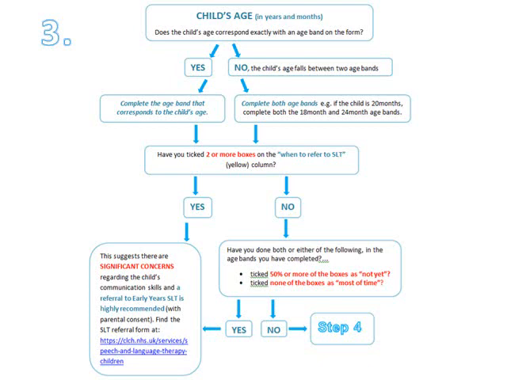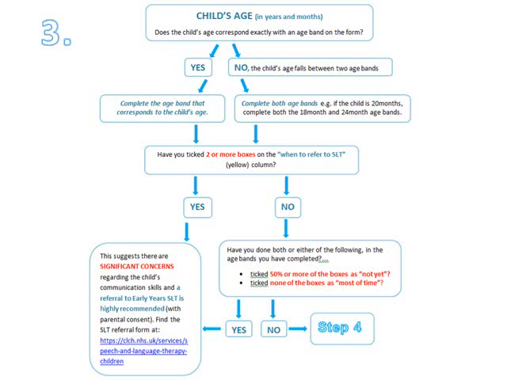Step 3. This flowchart will support you in completing the monitoring tool. As mentioned, determine the child's age in years and months. Does their age correspond exactly with an age band on the form? If so, complete the age band that corresponds to the child's age. If not, then the child's age falls between two age bands. In this case, complete both age bands. So for example, if the child is 20 months, complete both the 18-month and 24-month age bands.